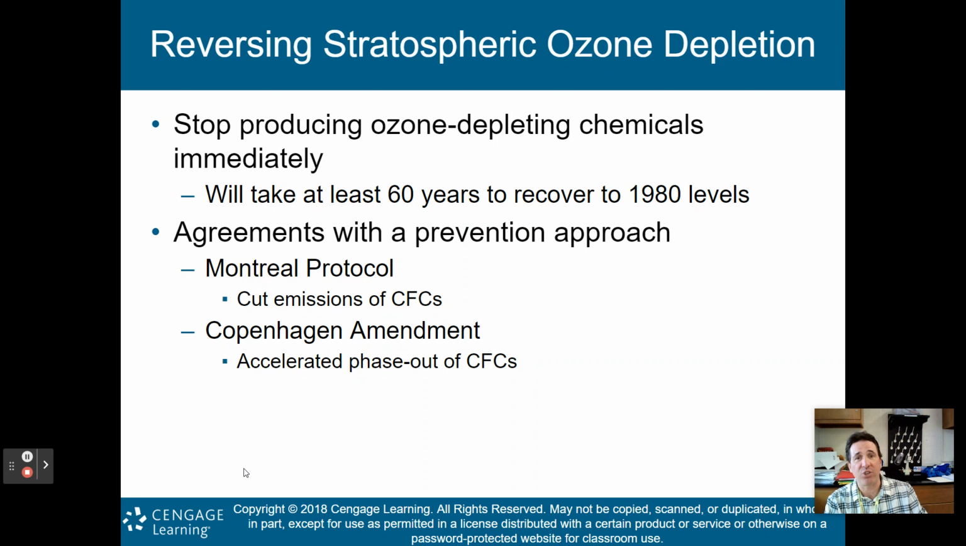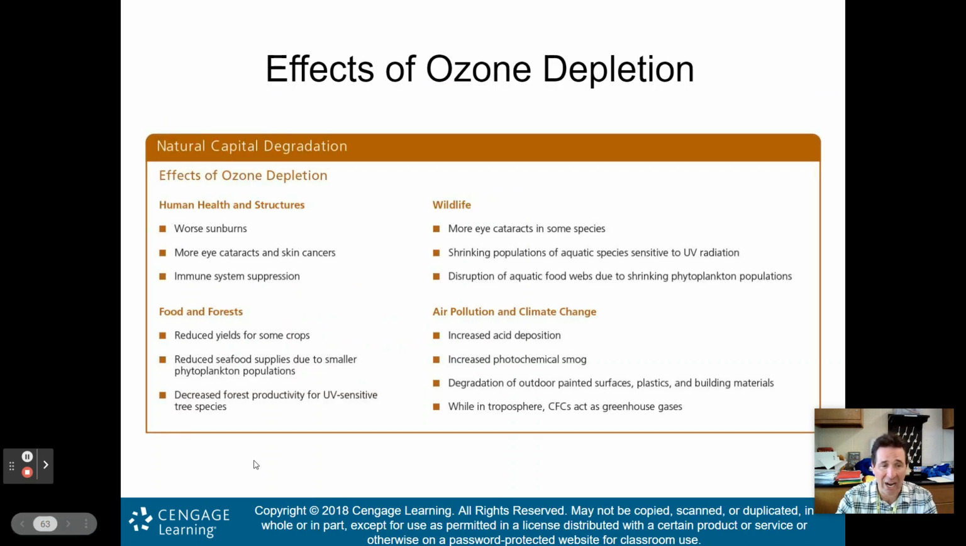So stopping producing ozone depleting chemicals immediately would take at least 60 years to recover from the 1980 levels, but we are seeing that now happening. Again, that Montreal Protocol cut emissions of the CFCs. And then later on, we had something known as the Copenhagen Amendment, which accelerated that phase out of those chlorofluorocarbons. And again, we are seeing the ozone hole shrink now. Once again, a positive story coming from environmental science.